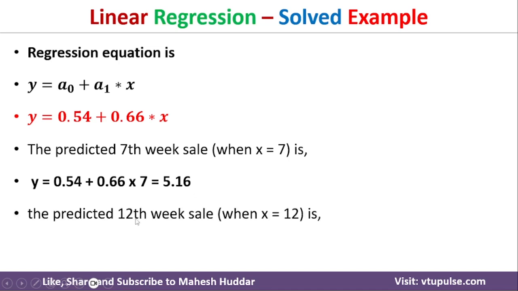Similarly, we need to calculate the sales in the 12th week. That is x equal to 12. So y is equal to 8.46 in this case if I replace x by 12. It means that in the 12th week the sales will be 8.46. So this is how we can easily predict the value of the dependent variable if you know the independent variable using linear regression. I hope the concept is clear.